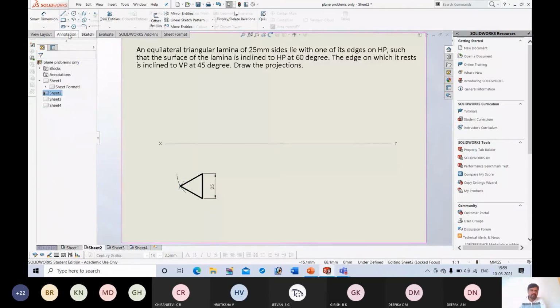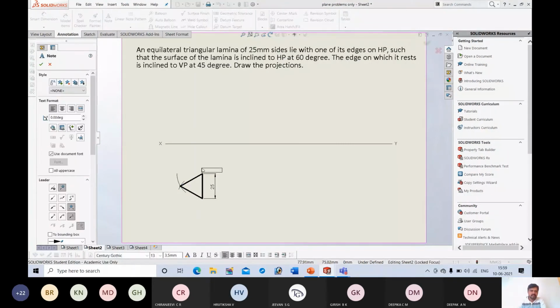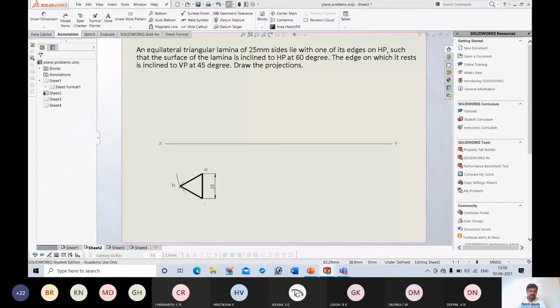Okay, next, afterwards, I will name the corners. It consists of three corners. I will name them in anti-clockwise direction as A, B, C. These are the three corners. Okay, this is the first step.